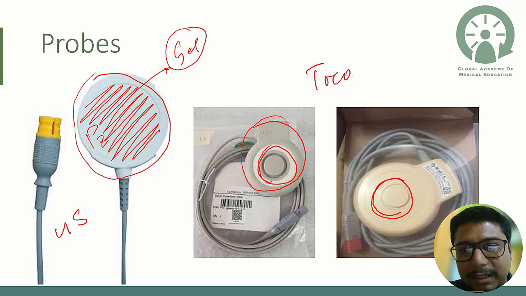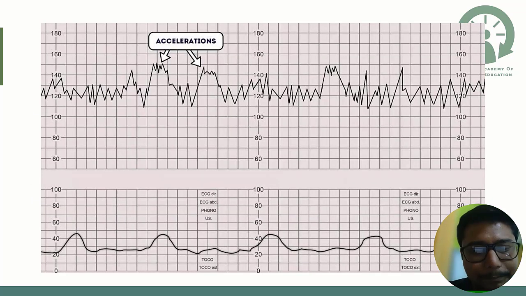So let us now directly go to an NST. Sorry, this is a CTG because you can see the contractions, right? So what are the normal characteristics of the CTG? What are the things that we look for? First of all, we look for the baseline heart rate.